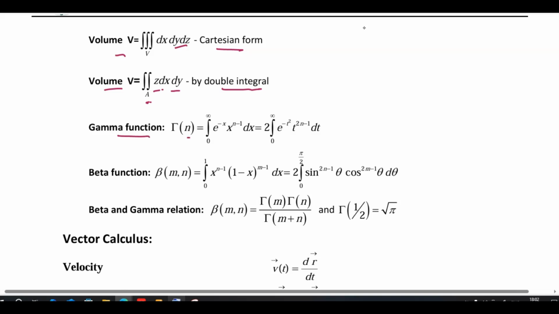Gamma function: gamma n will be the integral from 0 to infinity of e to the power minus x into x to the power of n minus 1 dx, or that will be equal to 2 times the integral from 0 to infinity of e to the power minus t square into t to the power of 2n minus 1 dt. Beta function: beta of m, n will be the integral from 0 to 1 of x to the power m minus 1 into 1 minus x to the power of n minus 1 dx, equals 2 times the integral from 0 to pi by 2 of sine to the power of 2m minus 1 θ cos to the power of 2n minus 1 θ dθ.